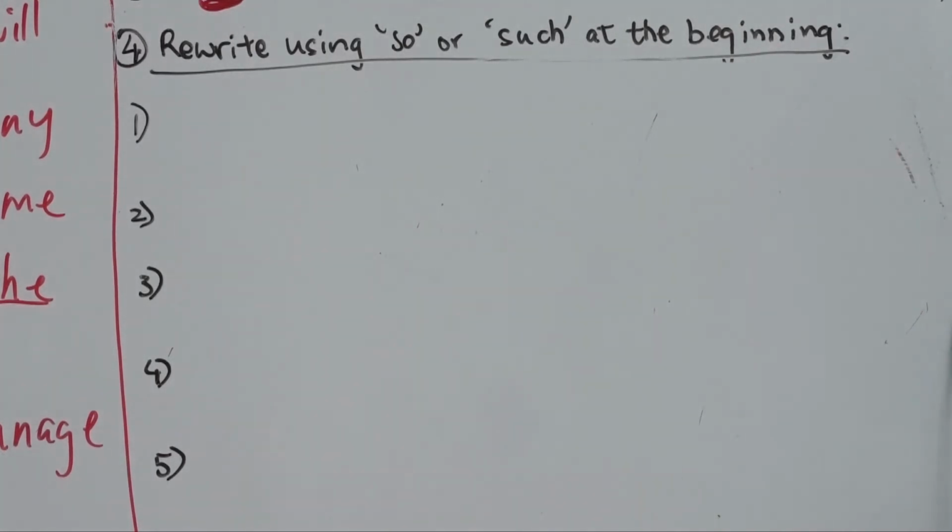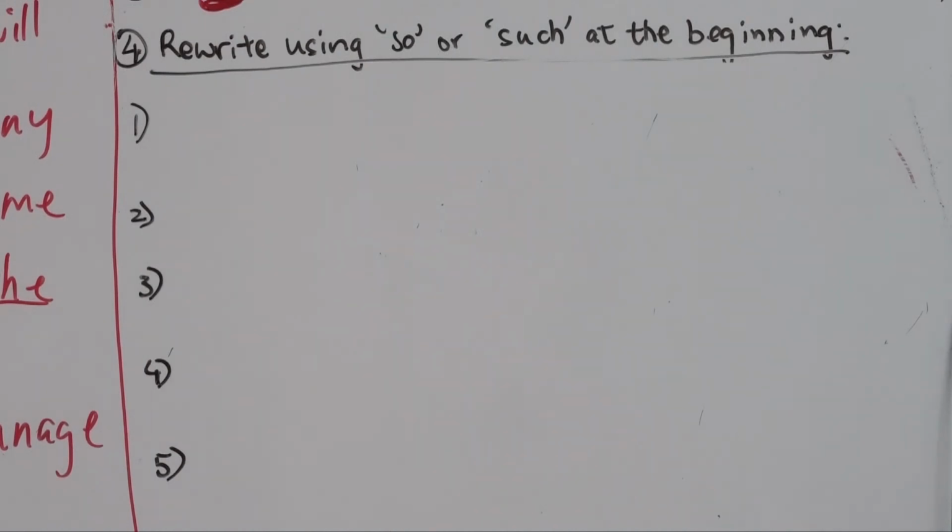Rewrite the sentences using so or such at the beginning of the sentence. If you want to refer to the table, it will be on page 157, second prompt. That means the second point of the inversion table. Alright, so it should be easy. We have 7 questions. Let's do them one by one. We have an example done.